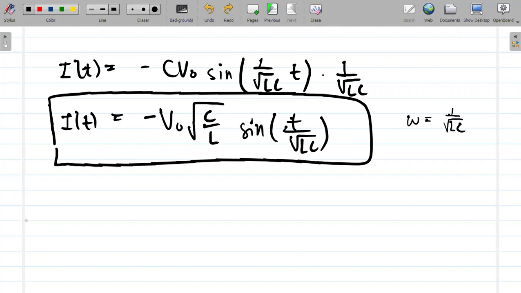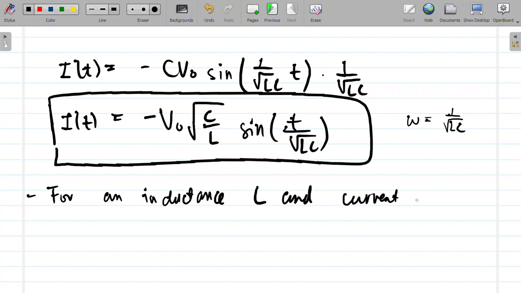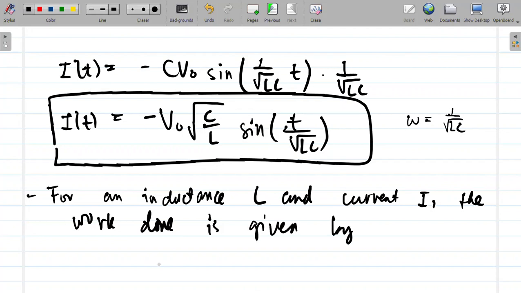Okay, so let's move on. Now, for an inductance, sulat ko lang. For an inductance L, and kung meron kang current I, so the work done, or the energy, so the work done is given by, yung energy stored sa ating inductor, 1/2 L i squared. So, kamukha lang siya ng 1/2 CV squared sa capacitor.